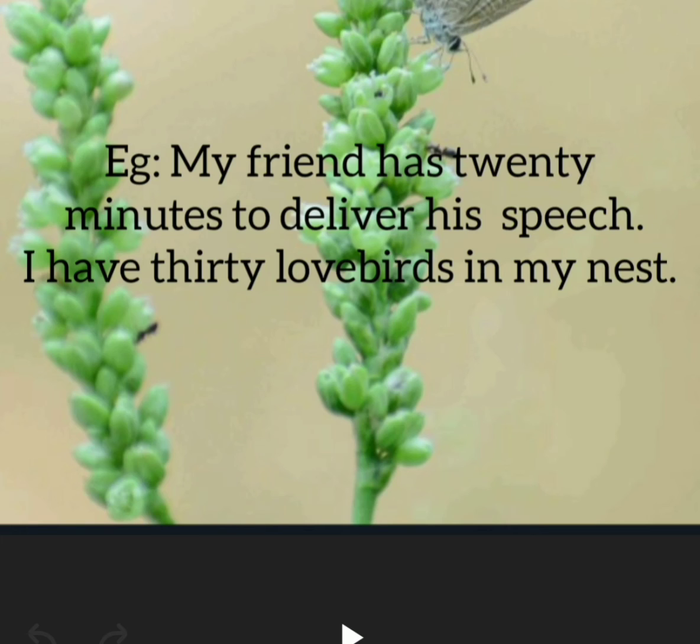The next one is, I have 30 lovebirds in my nest. It also shows the number of lovebirds here. I have only 30 lovebirds in my nest. By using these numbers, we can frame the sentence and we can apply the determiners as numbers here.